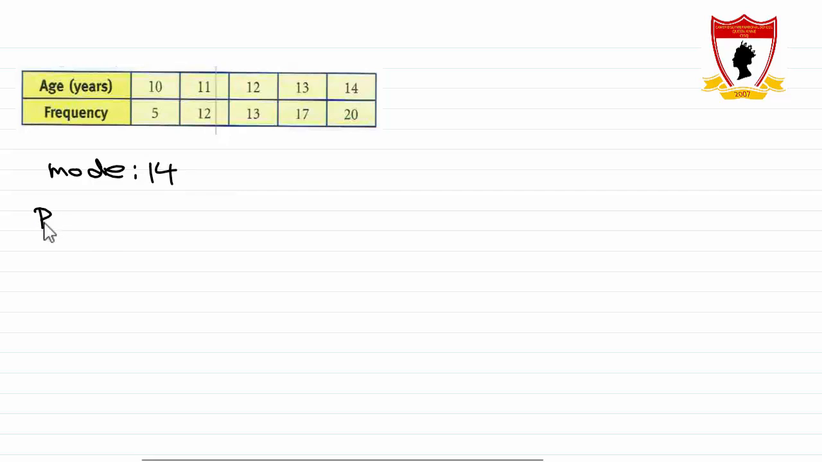To find the range, we subtract the smallest from the greatest. To find mode and range, we never use the frequency. Okay, so range is 14 minus 10, that gives 4. This 4 is the range.